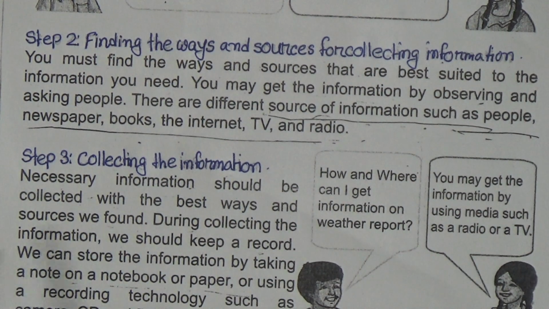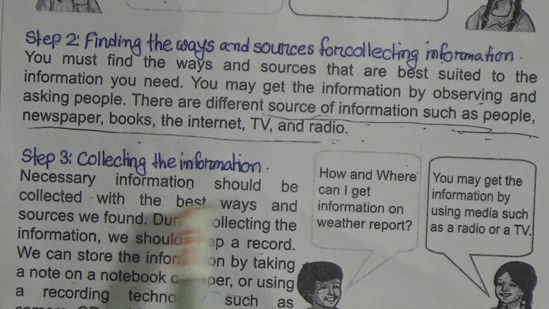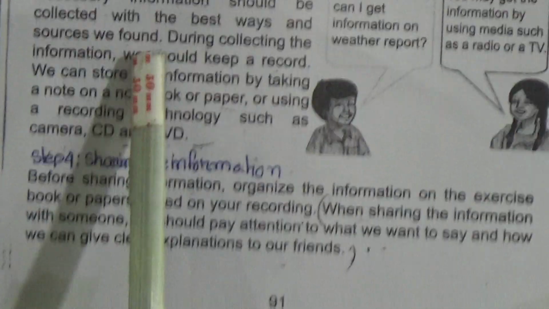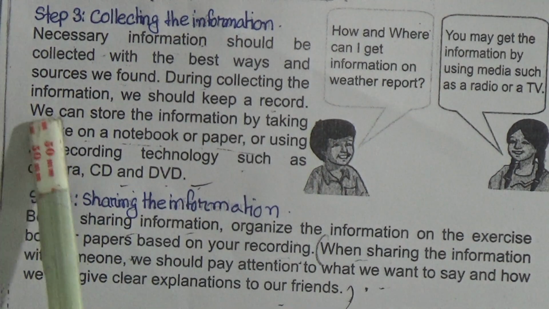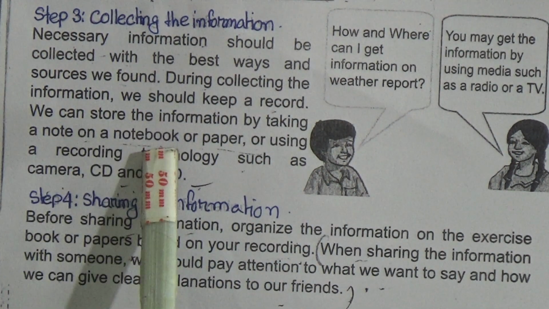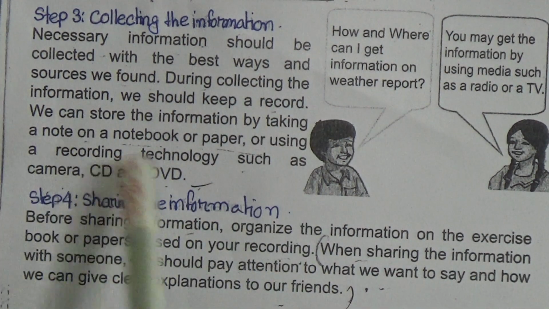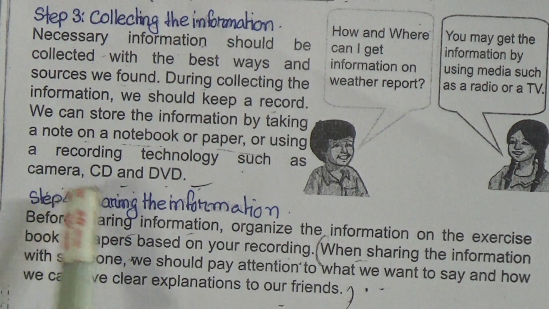And now step 3, collecting the information. Necessary information should be collected with the best ways and sources we found. While collecting the information, we should keep a record. We can store the information by taking a note on a notebook or paper or using a recording technology such as camera, CD and DVD.